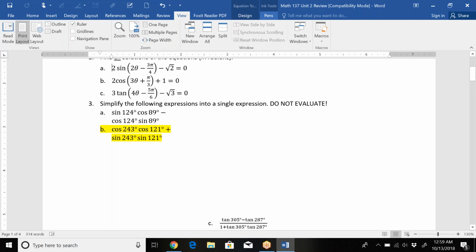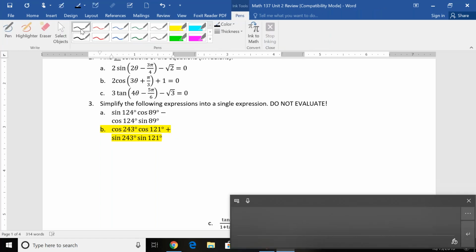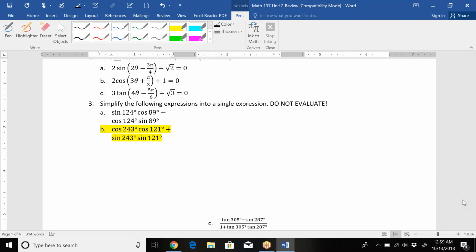All right, this is the review for Unit 2. We're looking at some of the problems that were either requested by email or that we didn't get to during the review day. So I'm looking at 3B on the non-calculator portion, and we want to know how to simplify this expression into a single expression, which means just a cosine, a sine, or a tangent, depending on what it is.